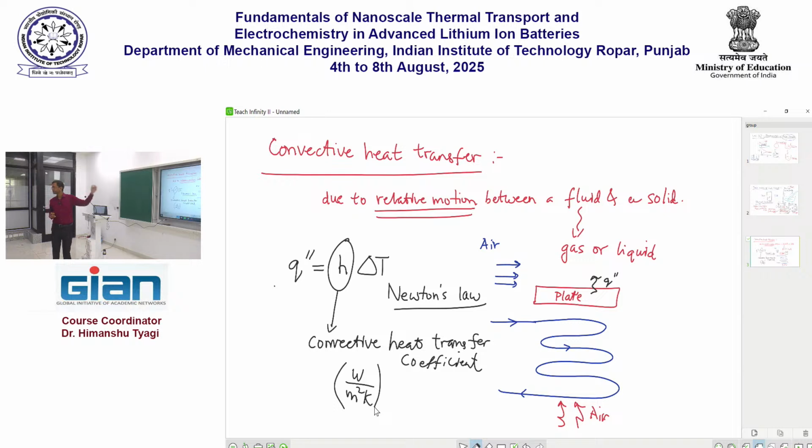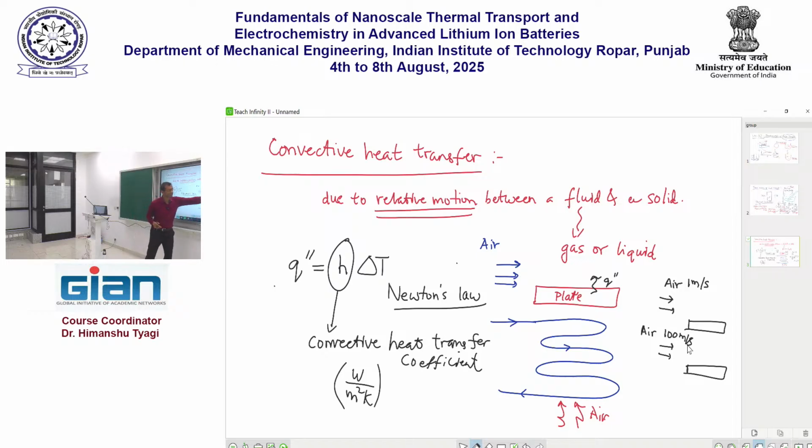Okay. What is the meaning of H? H basically captures the fluid mechanics of the relative motion. In other words, H governs how well the flow and the plate are interacting with each other. Imagine if I have two cases, I have the same plate in both cases. In one case, I have air coming in at 1 meters per second. In the other case, I have air coming in at 100 meters per second, let's say.